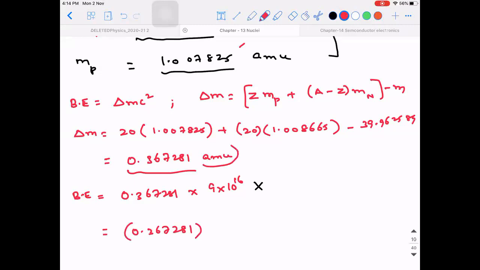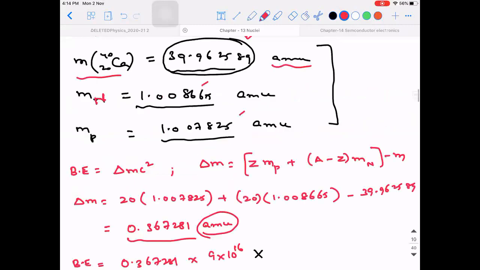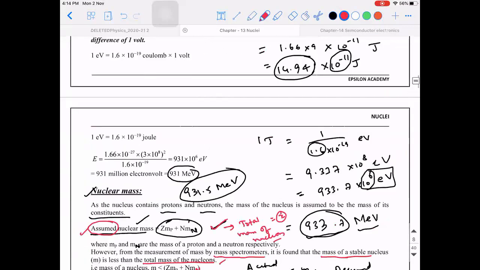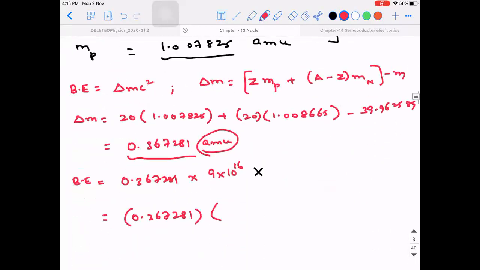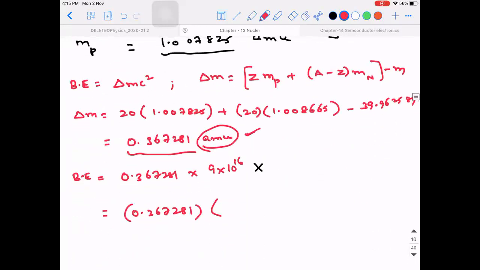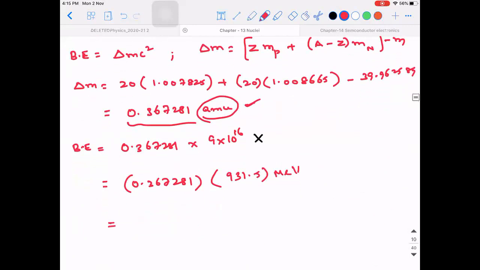0.367281, and we know that 1 AMU is equivalent to 931.5 megaelectron volt. So what you simply need to do is, if everything is given in AMU, just replace this AMU with 931.5 and write megaelectron volt. That will give you the equivalent amount of energy. Multiply and tell me.